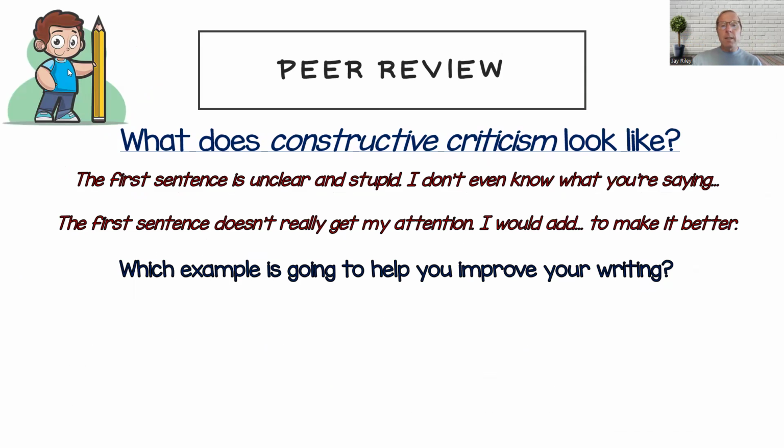The first sentence is unclear and stupid. I don't even know what you're saying. So, of course, that's not going to help someone to get better, right? The second sentence is an example of constructive criticism. The first sentence doesn't really get my attention. I would add this to make it better. So you're telling what's wrong and how it can be improved instead of just saying something is bad or stupid.